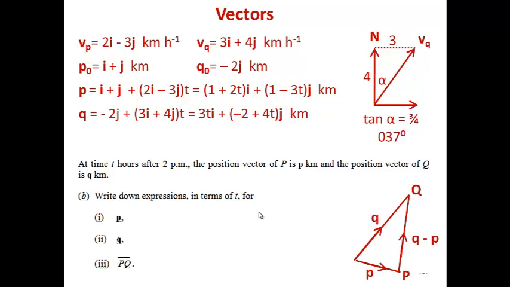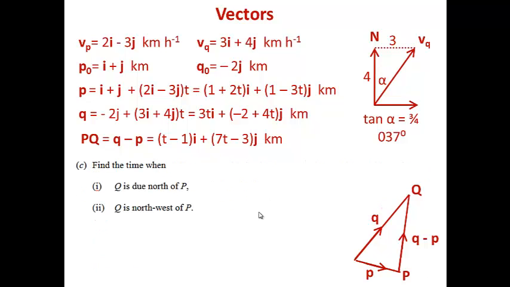With that information, we can easily calculate the vector PQ from the expressions that we have for P and Q above. So PQ equals Q minus P. We subtract the vectors and we get that PQ is t minus 1 i plus 7t minus 3 j.